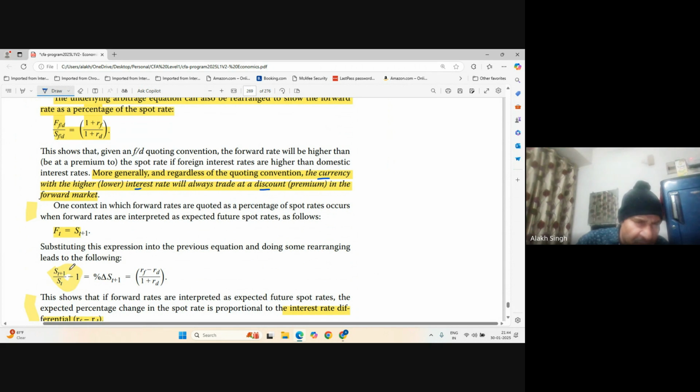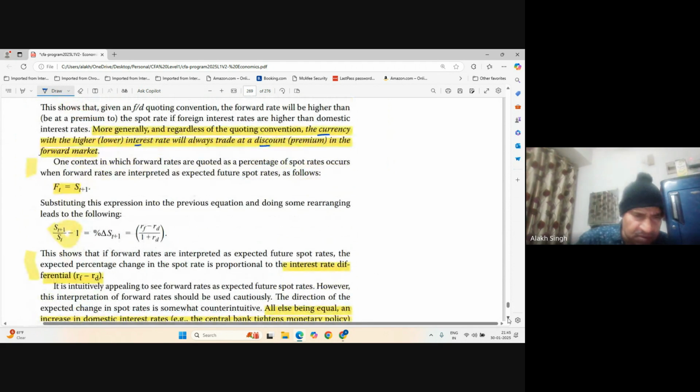So this became ST plus 1 divided by ST, and minus 1 is equal to percentage change in ST plus 1. It is telling how much the spot rate after period 1 will change, because it is asking in percentage, and the formula is RF minus RD divided by 1 plus RD, because RD is the base one. Unless we do the numerical, you don't have to remember it. If you do it numerically, you will easily understand it.